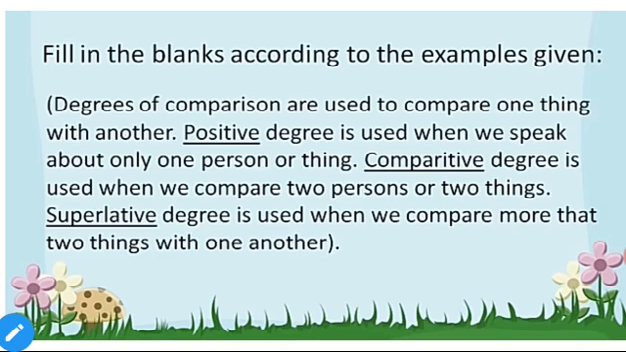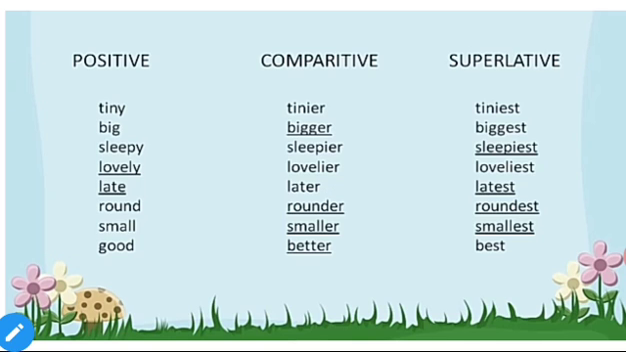And the next one, comparative. The comparative degree is used when we compare two persons or two things. And then next, the superlative degree. The superlative degree is used when we compare more than two things with one another. Okay, now we are going to see positive, comparative, superlative. Already some dashes are there in your book. You should finish them. Tiny, tinier, tiniest.